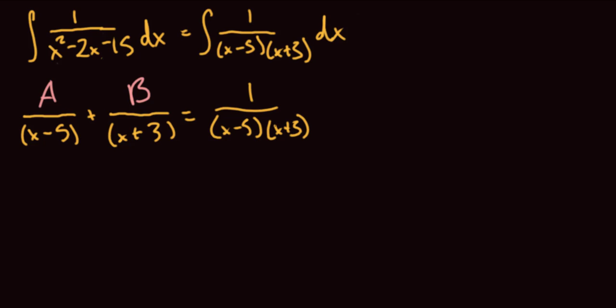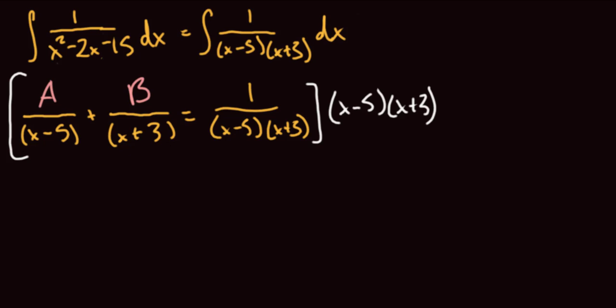So one thing I want to do is eliminate our fractions, right? And we can do that by multiplying our entire equation by x minus 5 times x plus 3. What this then gives us is A times x plus 3, because the x minus 5's cancel each other out, plus B times x minus 5, because with this one the x plus 3's cancel out, and then that is equal to 1. Alright, so now we're close, and we want to just solve for A and B.